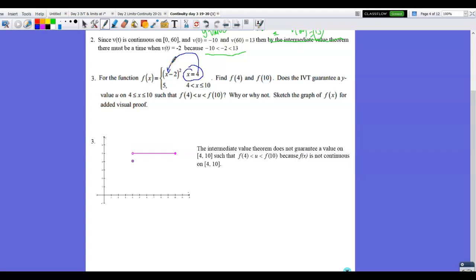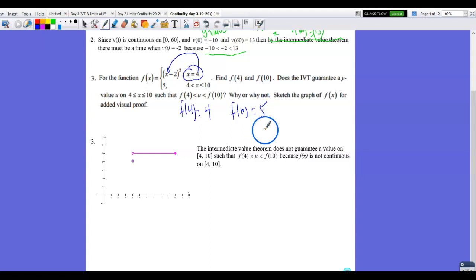4 minus 2 is 2, and 2 squared is 4. So I don't know if I wrote that anywhere, but I'll go ahead and write it. So f of 4 is equal to 4. And then f of 10 is defined for the second piece. And so when x is 10, y is 5.